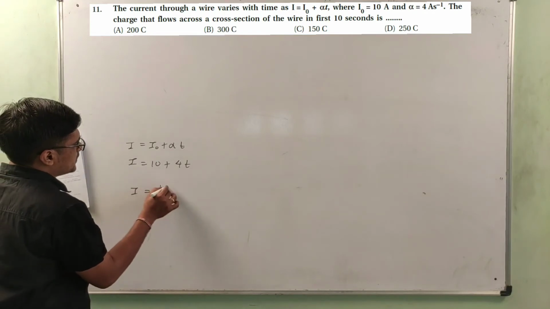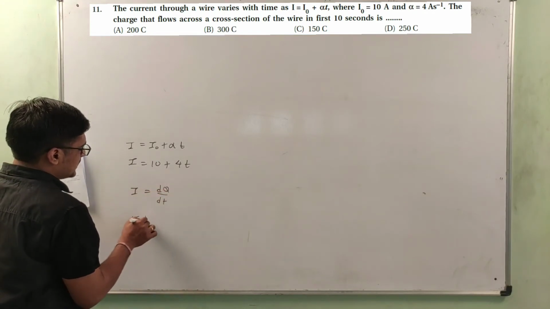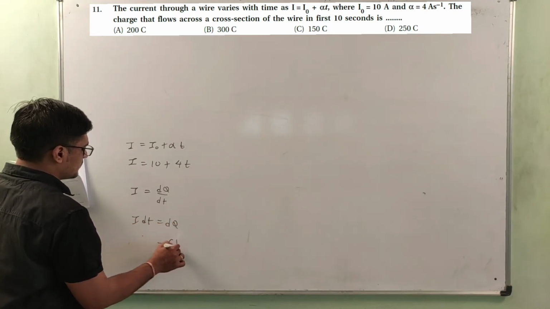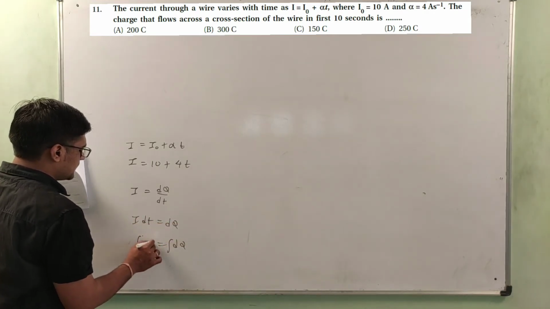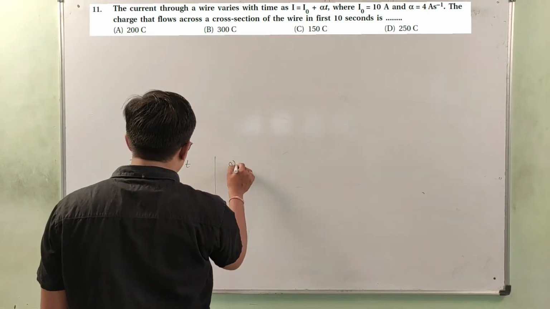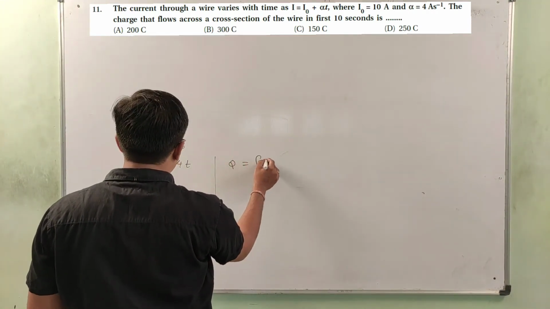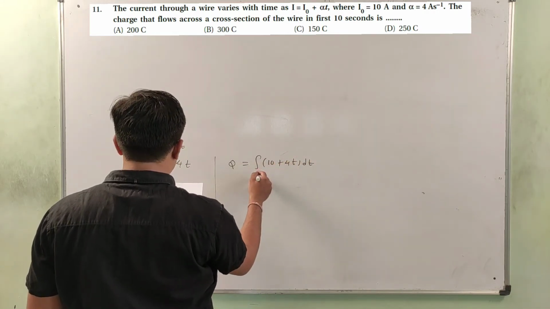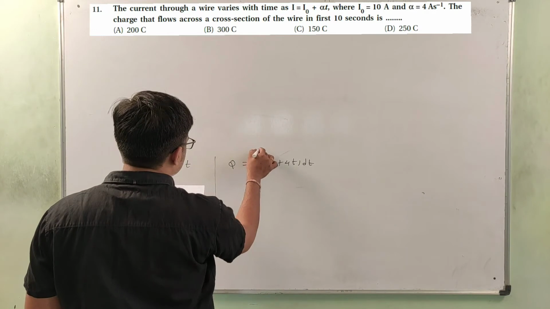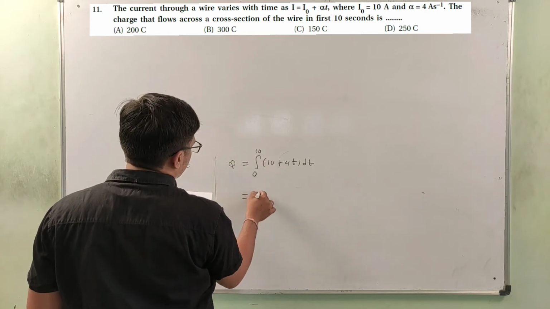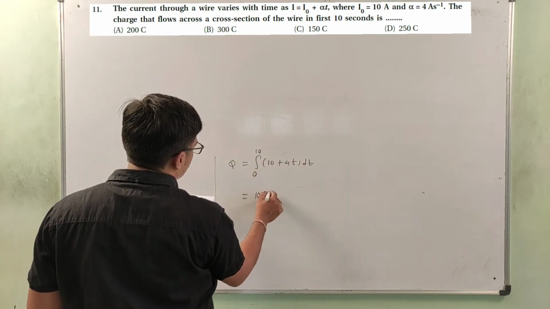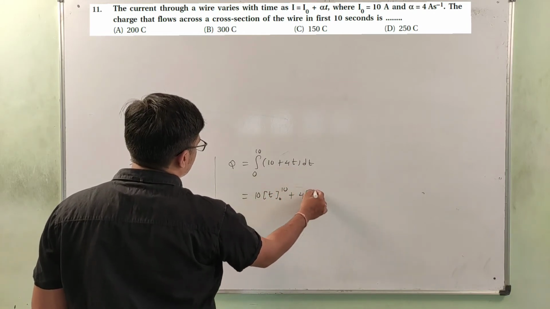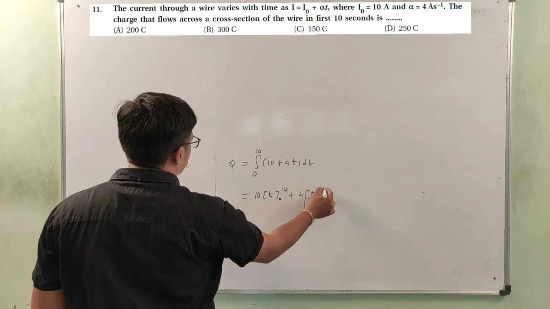So I is equal to dq by dt, so I dt is equal to dq. Integrate both sides: integration of dq, integration of I dt. Integration of dq is q, and integration of I is (10 plus 4t) dt. The limit of time is 10 seconds, meaning 0 to 10 seconds. Integration of 10, a constant, times dt is t, from 0 to 10. 4 is constant, and integration of t is t square by 2, from 0 to 10.